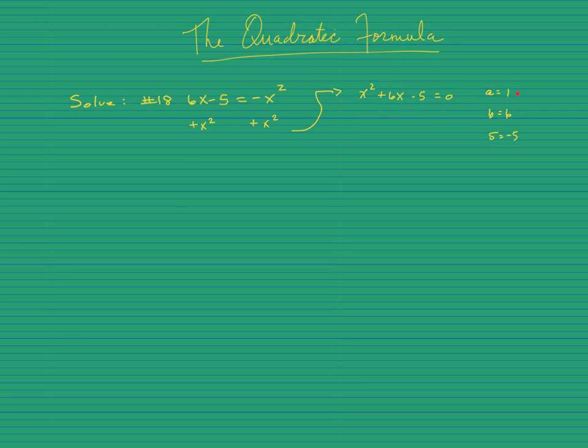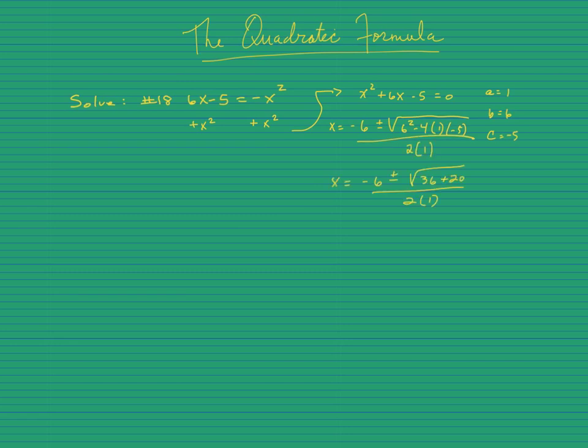And my a is going to be 1, my b is going to be 6, and my c is going to be negative 5. So the c is negative 5, so I've gone and populated in my quadratic formula. And as I have negative 6 plus or minus the square root of 6 squared minus 4 times 1 times, throw in the negative 5.